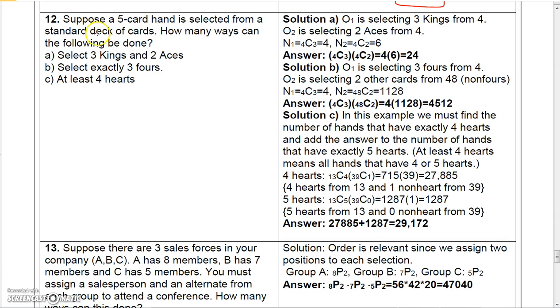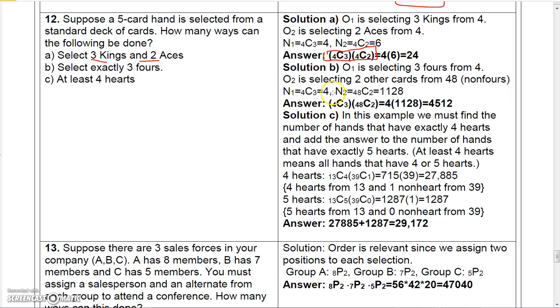Okay, a 5-card hand selected from a deck of cards. How many ways can you get 3 kings and 2 aces? Well, out of 4 kings, you have to choose 3. Out of 4 aces, you have to choose 2. Order doesn't matter, so we're using combinations. But there are 2 operations here, choosing the kings and then choosing the aces, so you have to multiply those answers together to get 24.